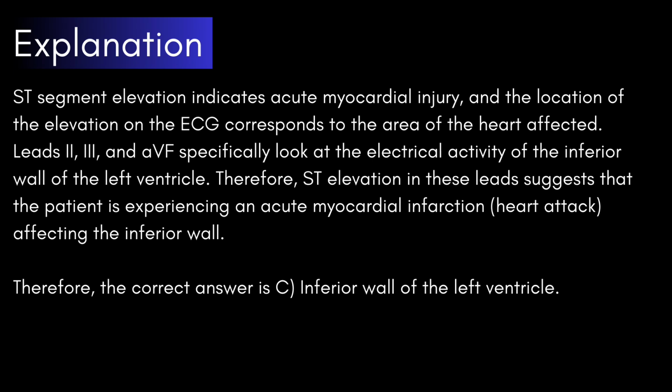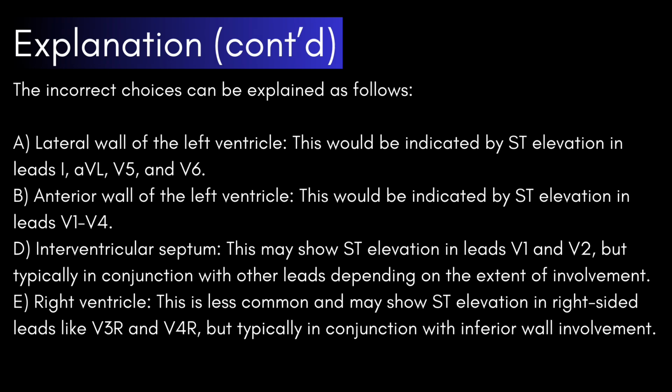All right, let's go ahead and see why the other answer choices are incorrect. The incorrect choices can be explained as follows. A, lateral wall of the left ventricle. This would be indicated by ST elevation in leads 1, AVL, V5, and V6. B, anterior wall of the left ventricle. This would be indicated by ST elevation in leads V1 to V4.